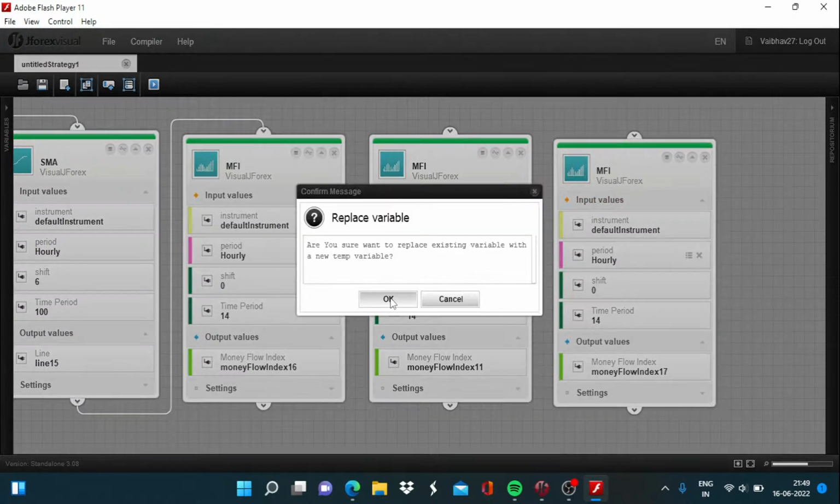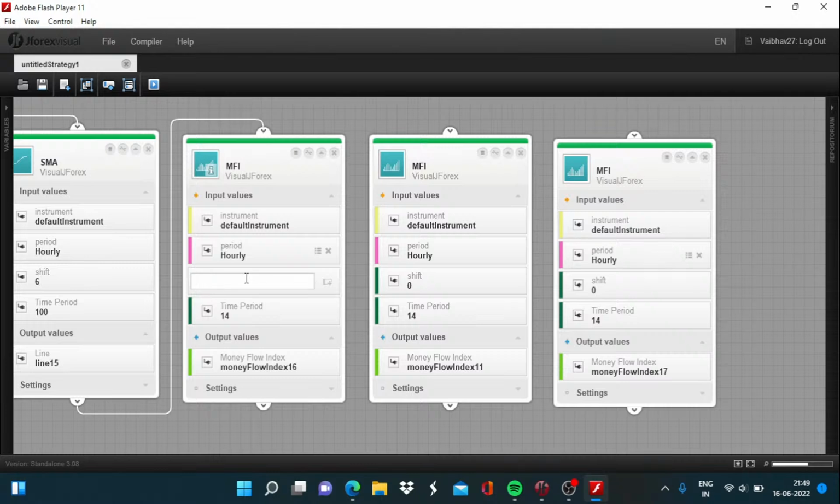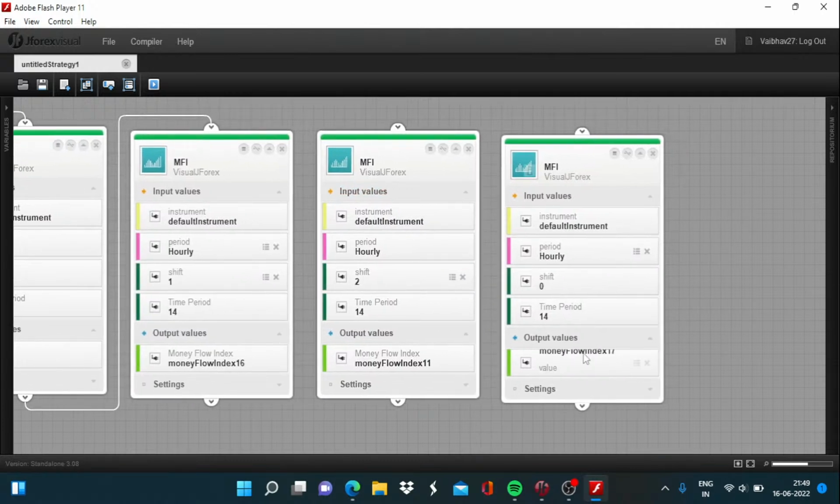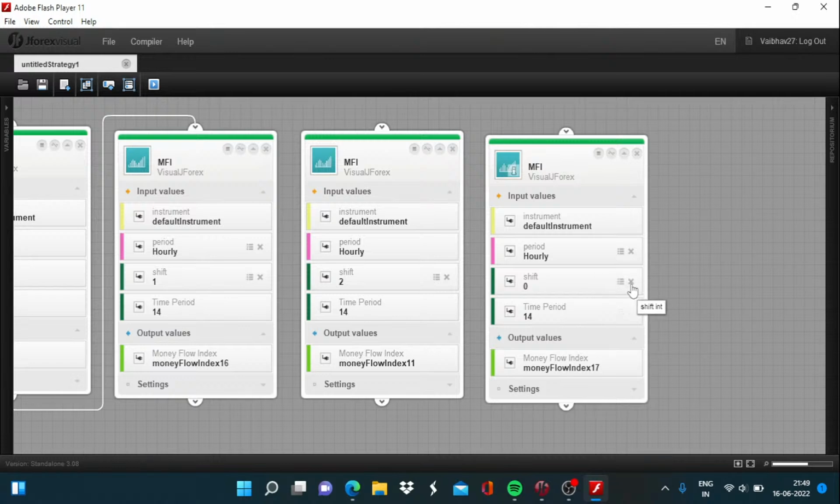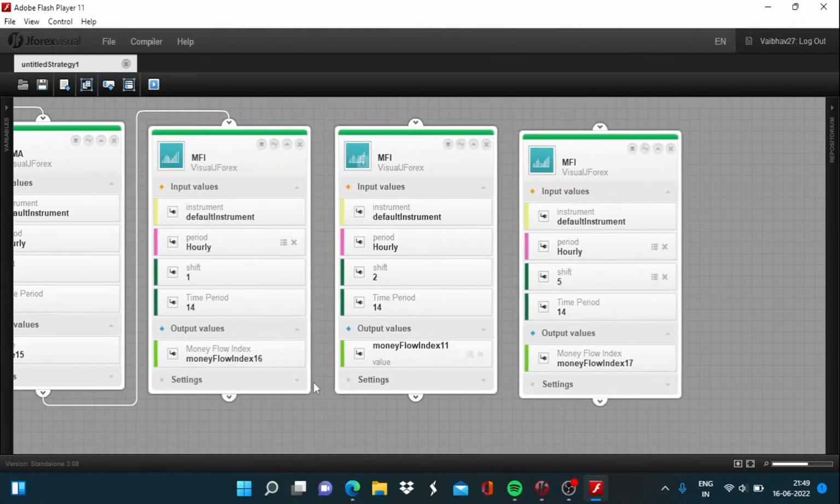With the shift value being defined as 1 for the first indicator block, then it will be 2 for the second, and we will consider the value with the time interval of 4 hours. So here the look back period will be 5. Okay.